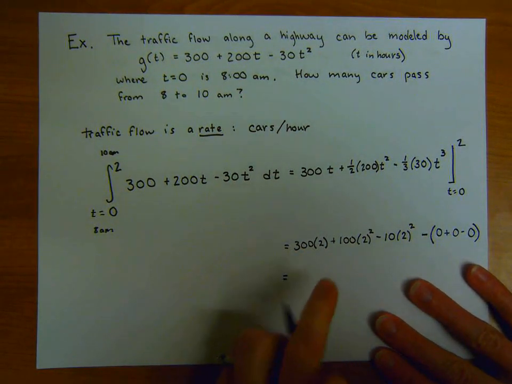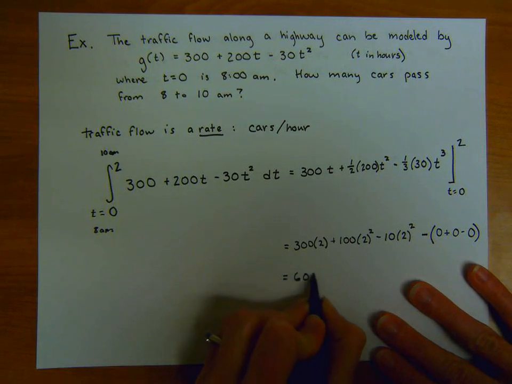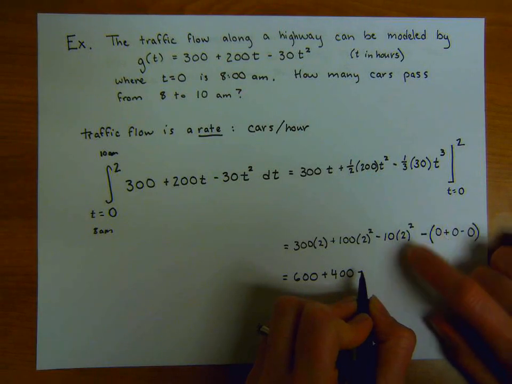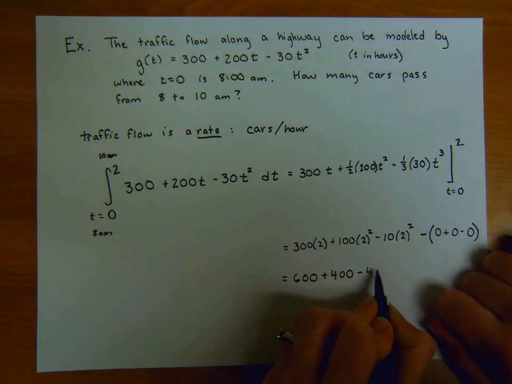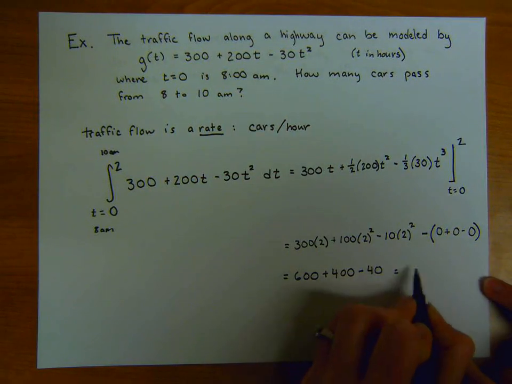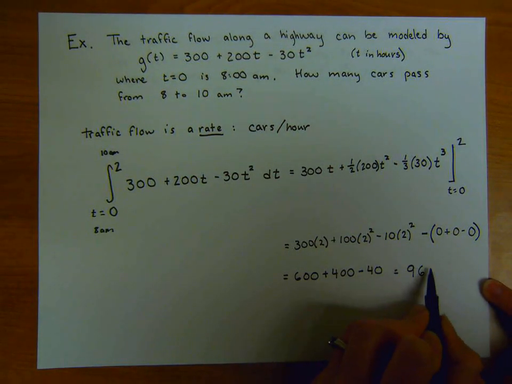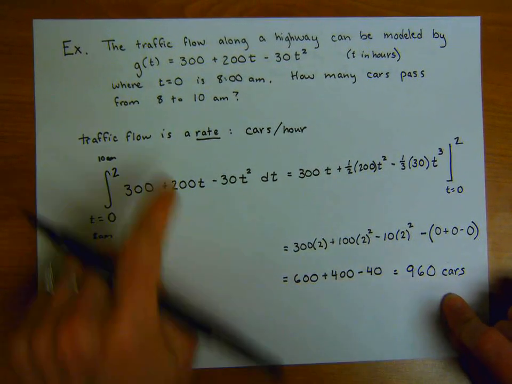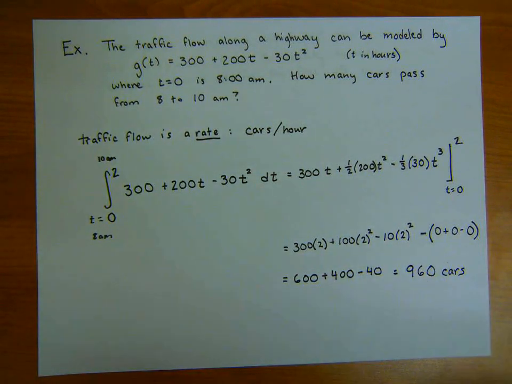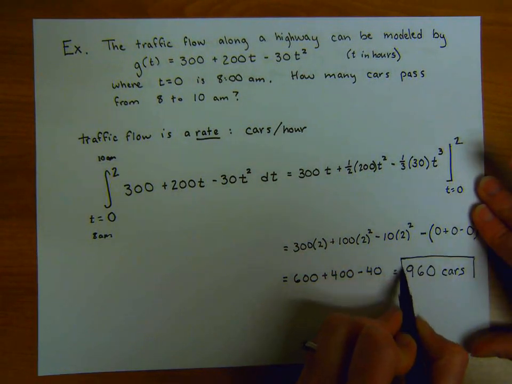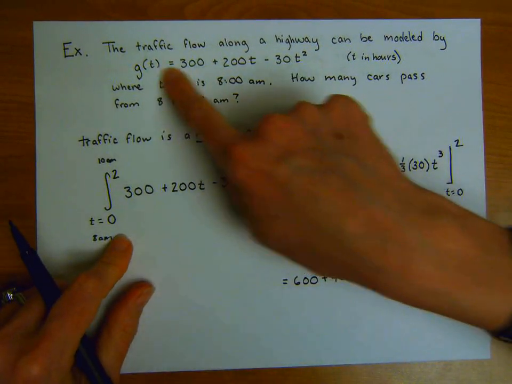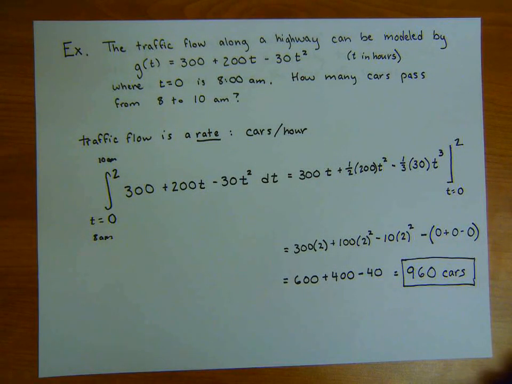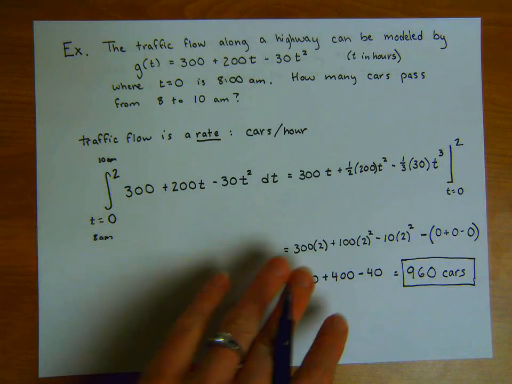And we see that the total number of cars in this case is 300 times 2, which is 600, plus 400, minus 10 times 8, which is 80. So that's 960 cars. So 960 cars total are passing by in this 2-hour interval. So this is just an application of the fundamental theorem of calculus. I'm given a rate function, and I am asked to integrate to be able to find the total quantity of cars. Let's look at this graphically instead of algebraically.